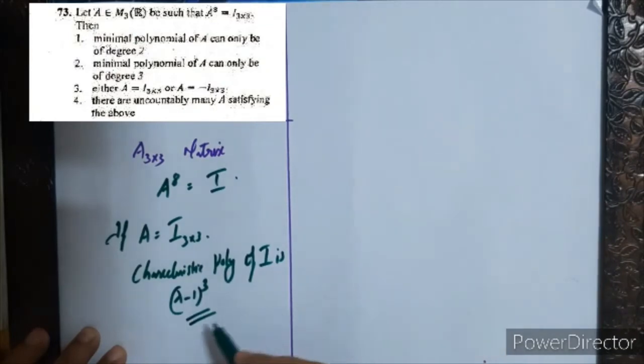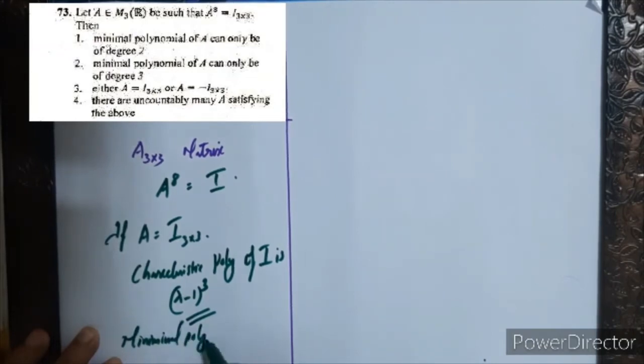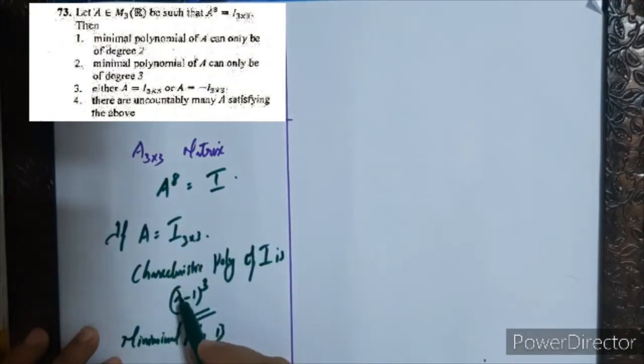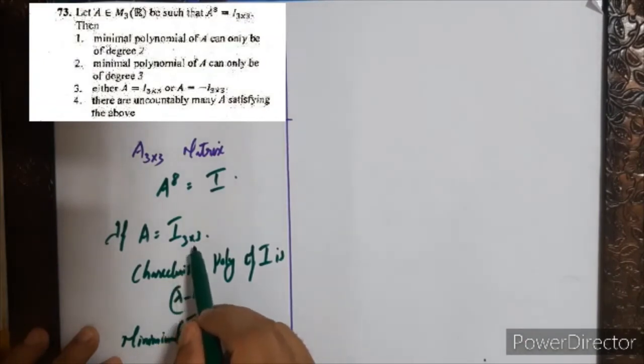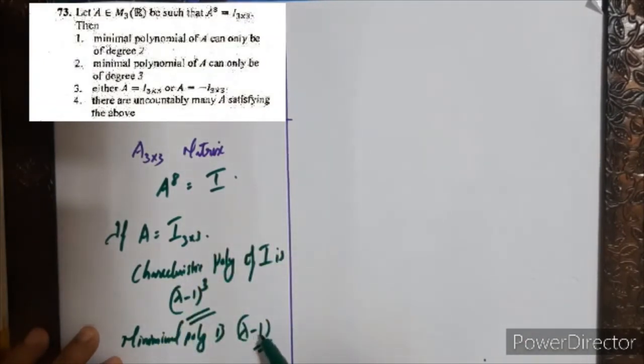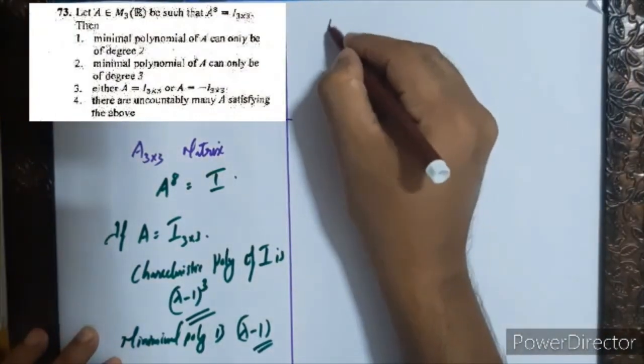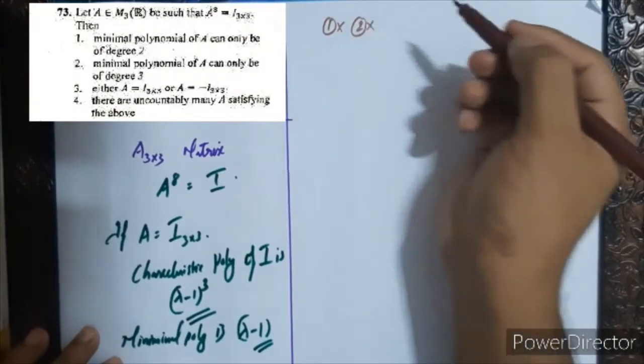Now what is the minimal polynomial? The minimal polynomial is the lowest degree polynomial that satisfies A. So if A equals I, then the minimal polynomial is lambda minus 1. So from here the degree of the minimal polynomial of the identity matrix is 1. So we can cancel out the first option, and the second option is not true.